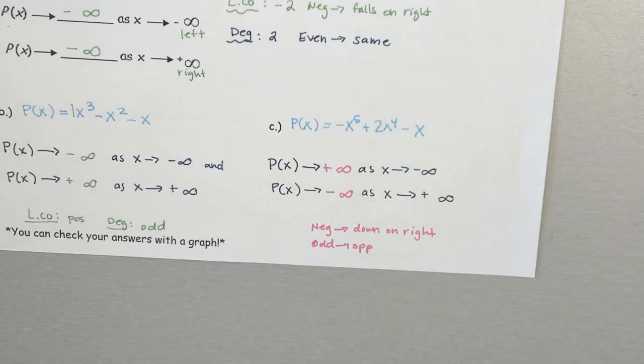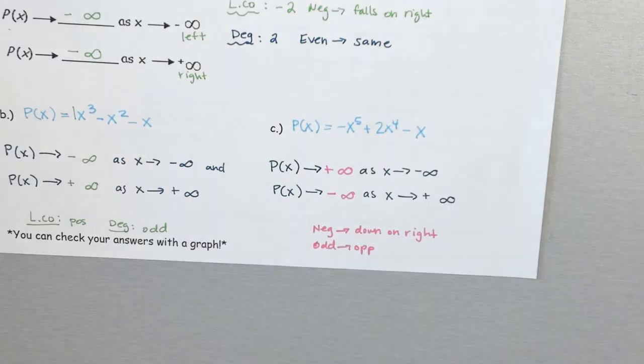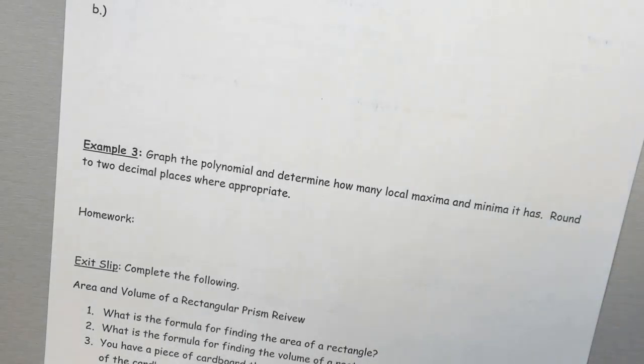Okay, what questions do you have for me on that? Some of us, they're kind of coming back from last year. Okay, because you guys had something very similar. They just started with the x instead of the P of x. And then we are going to be finding zeros.